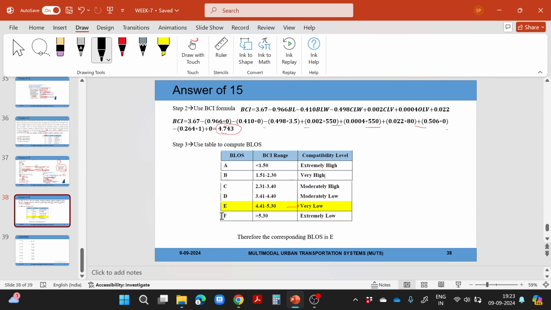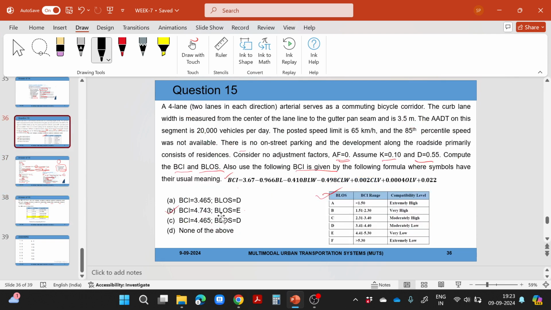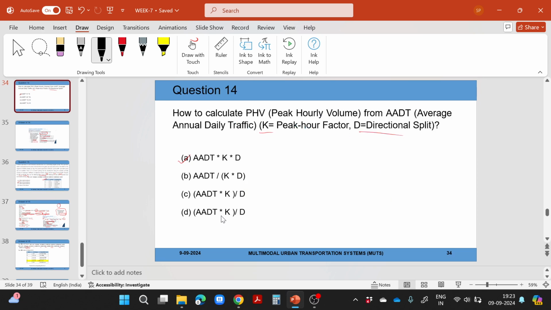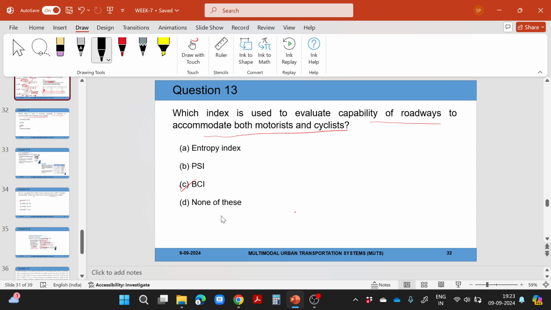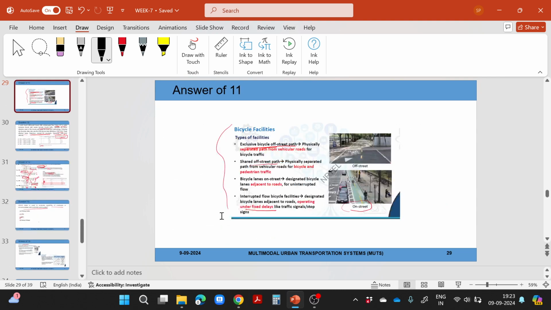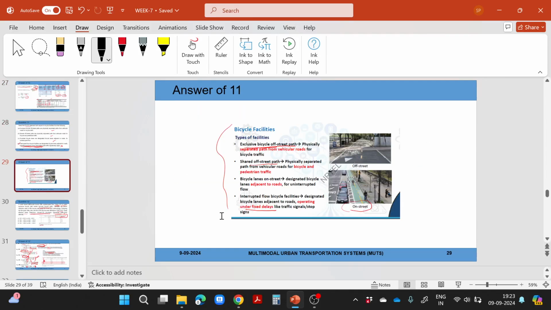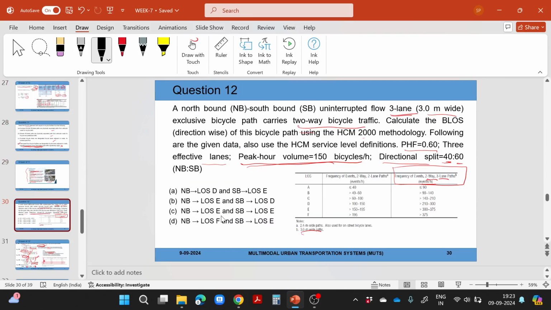I hope these numericals are clear. So mainly these are based on different formulas, and this numerical I will check once and will update the correct PPT in the drive.